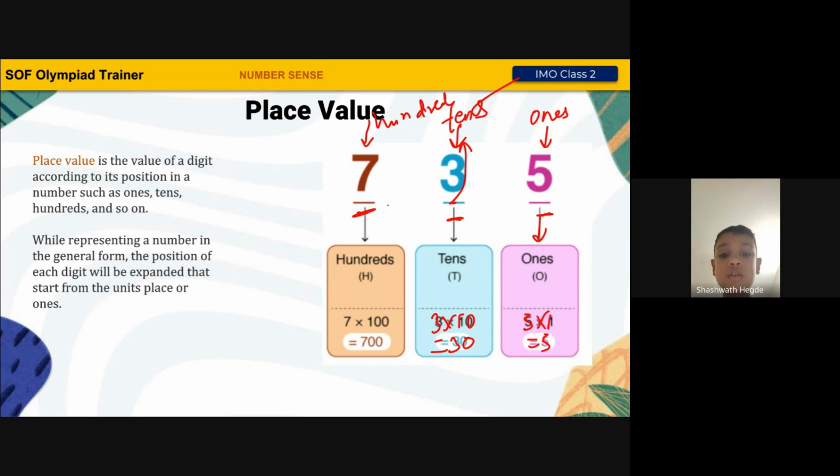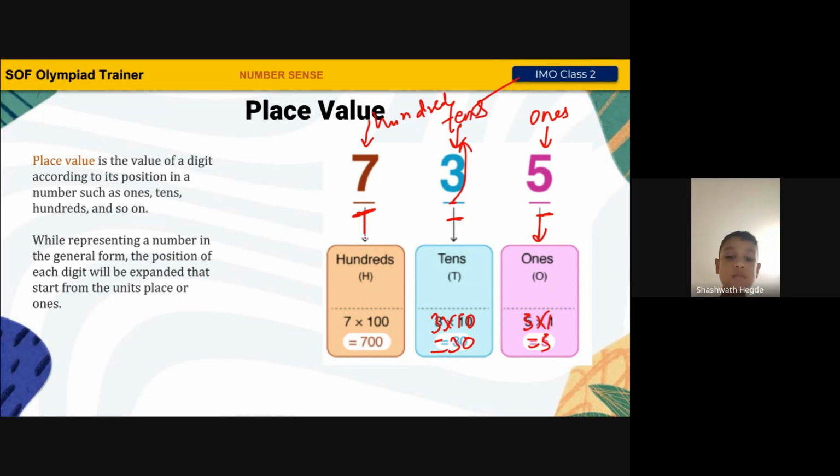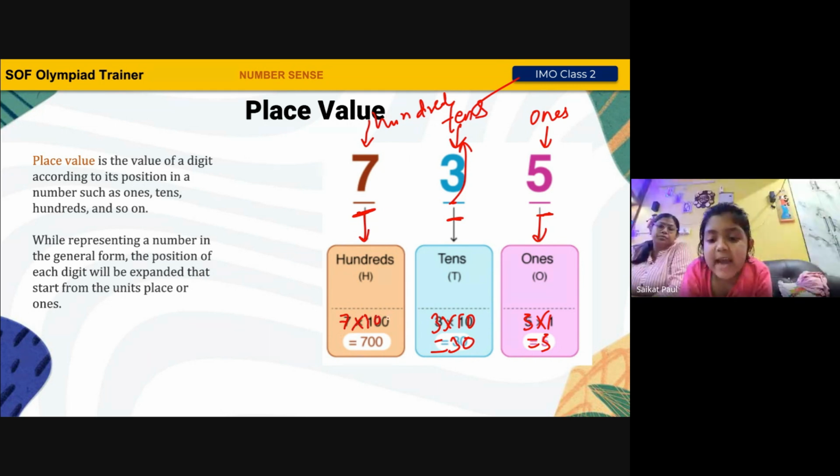So 30 is the place value of 3 in the number 735. Correct. Now, Adrika, similarly, if I move to the next one, 7 is at hundreds place. So what will be the place value of 7? We are going to multiply it with 100, so 700. Yes, tell me.